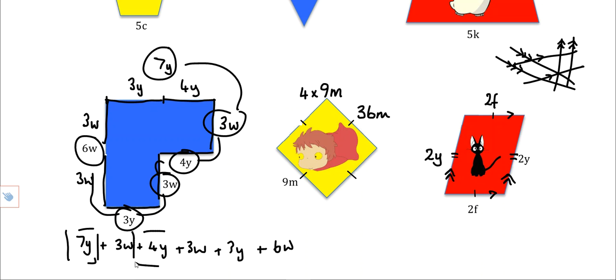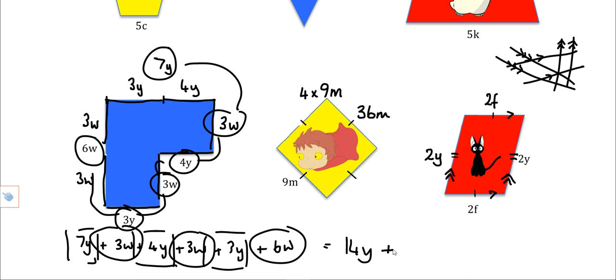So 7y plus 4y plus 3y, and then that equals 14y. So that's 14y. And then 3w plus 3w plus 6w is basically 6 plus 6, which is 12w.